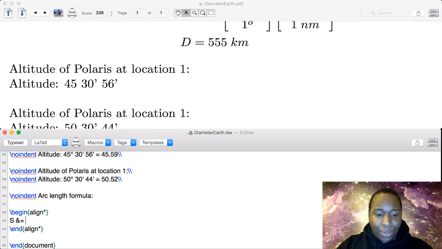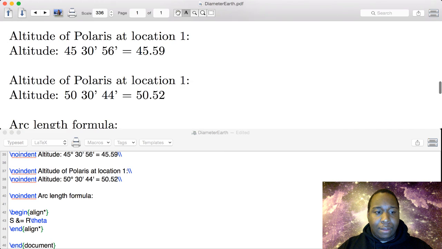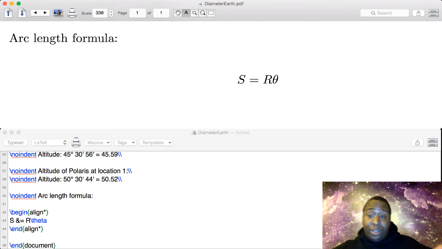All right, so s is equal to R times theta. That's the arc length formula. But in our situation, calculating the radius directly would be nice. Which, I mean, I guess we could do it, right? But the key thing here is being able to calculate the diameter, which I could get from the radius.